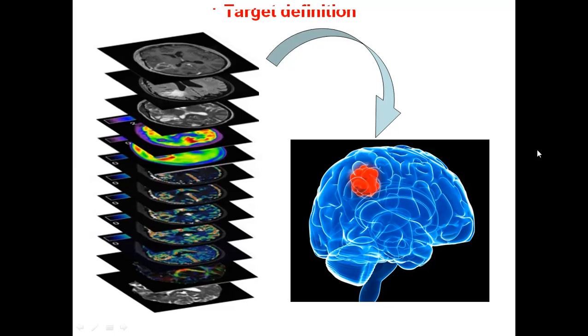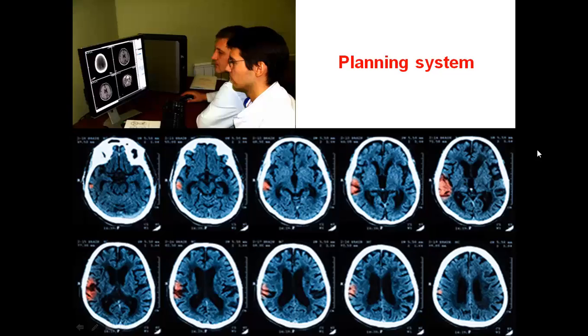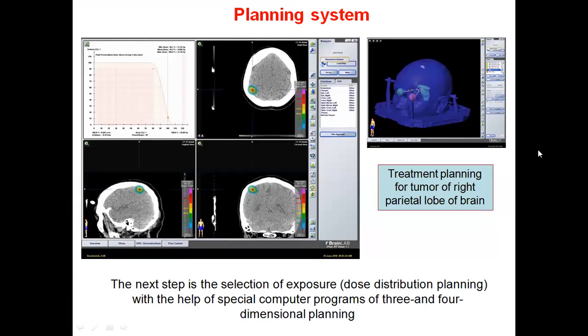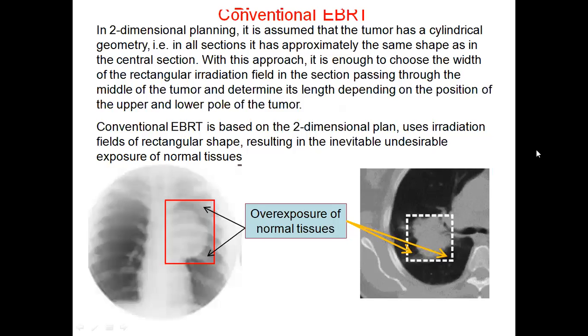Three-dimensional radiotherapy is a cancer treatment that shapes the radiation beams to match the shape of the tumor. The radiologist determines for each CT slice the area of tumor, the area of subclinical tumor dissemination, and critical organs, and prescribes the dose that is necessary to be delivered to each area. Here is an example of treatment planning for a tumor of the right parietal lobe of the brain. The next step is the selection of exposure, or dose distribution planning, with the help of special computer programs of 3- and 4-dimensional planning.